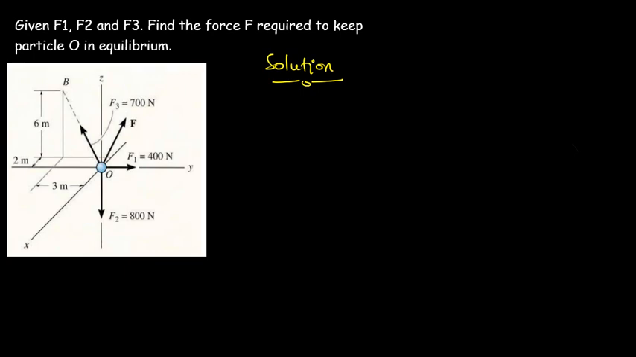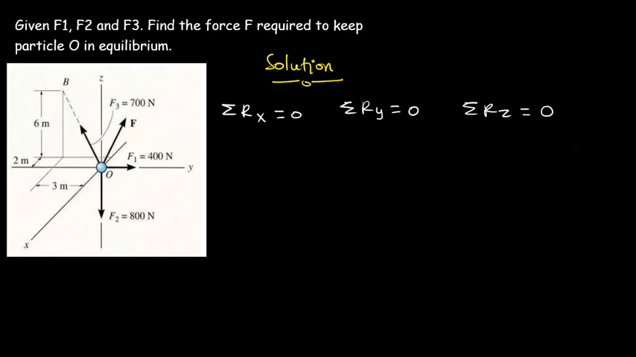So you're going to say the sum of the x components of all these forces should be equal to the x component of the resultant force, and that will also be equal to 0. Similarly, the sum of all the y components of all these forces should be equal to the y component of the resultant force, and that's also equal to 0. And the sum of all the forces in the z-axis direction should be equal to the z component of the resultant force, and that must also be equal to 0 in order for the particle O to be in equilibrium.